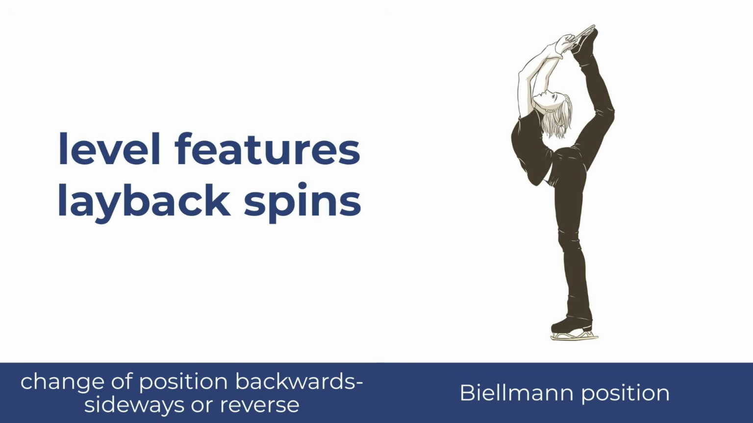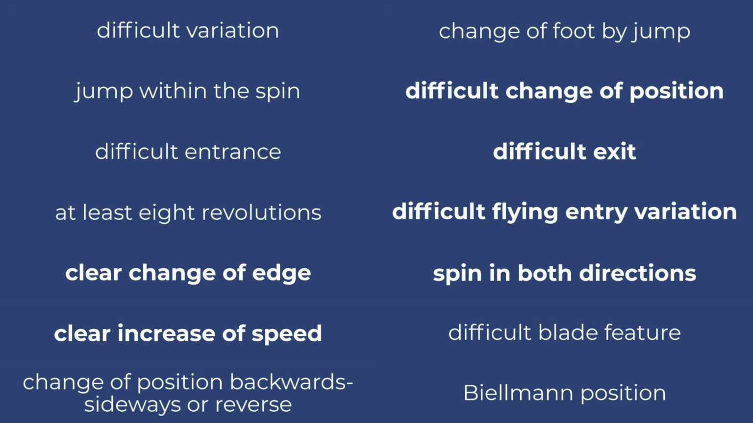Additional level features for layback spin specifically are one clear change of position backwards, sideways, or reverse, with at least 2 revolutions in each position, or a Biellmann position after a layback spin, a well-known challenging position named after former figure skater Denise Biellmann. These level features can be counted once per program, except for the difficult variation point, which can be counted more than once if it's combined with the permitted features. In order to receive a level 4, at least one of the features highlighted in bold must be counted, similarly only once per program.